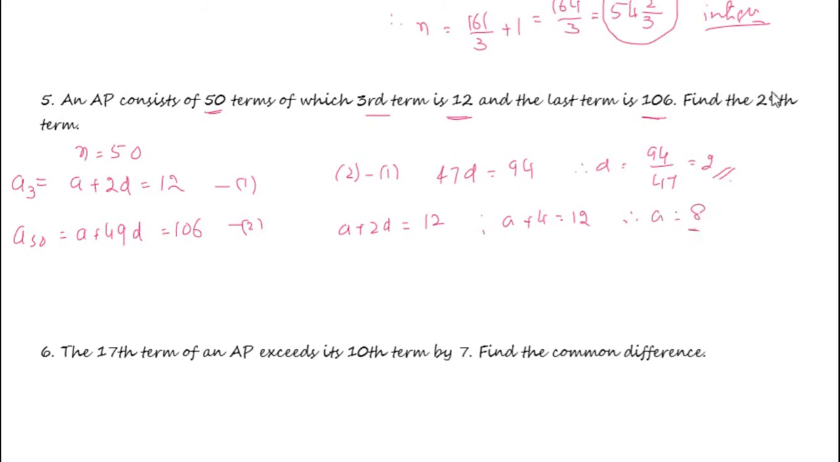Now find the 29th term. a29 is equal to a plus n minus 1, 28, into d. d is 2. So 8 plus 28 times 2. This is 56. So the answer is 64. So the 29th term of this series is 64.